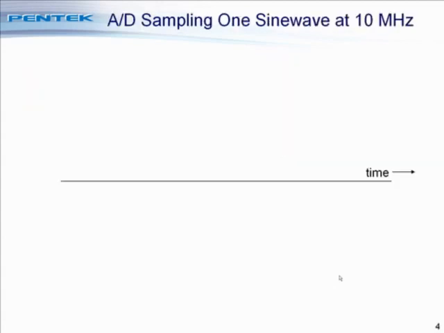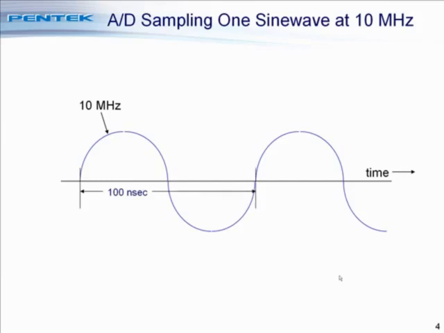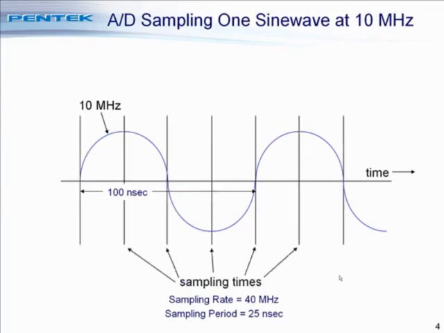So let's take a look at a sine wave signal at 10 megahertz. We're going to feed this into an A to D converter, and we're going to notice that the sine wave has a period of 100 nanoseconds. That's one cycle of the sine wave. Let's choose a sampling rate of 40 megahertz, which has a sampling interval of 25 nanoseconds, or 1/4 the period of the sine wave. The vertical lines represent the times that the A to D converter will do the A to D conversion. These are the sampling periods. And notice there are 4 sampling periods within one cycle of the sine wave.